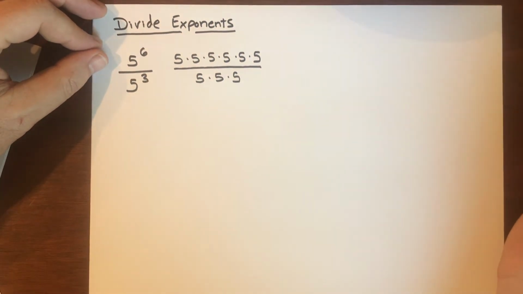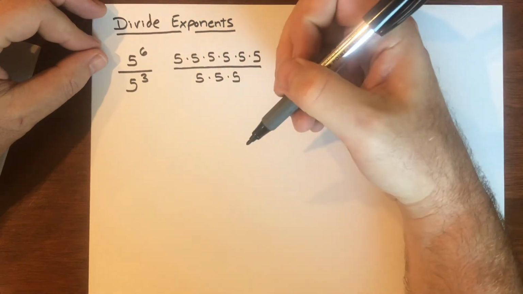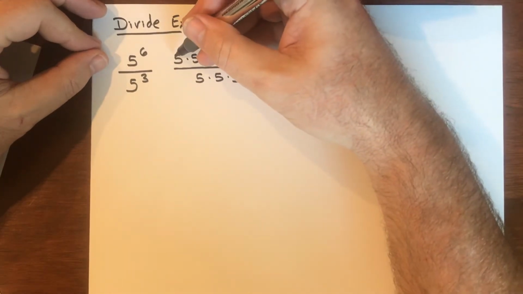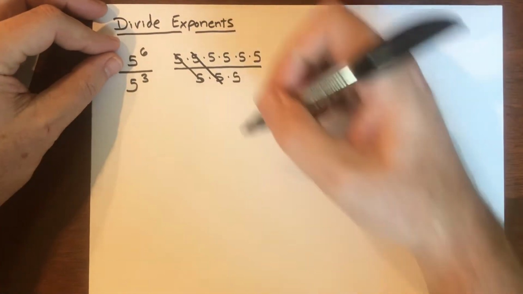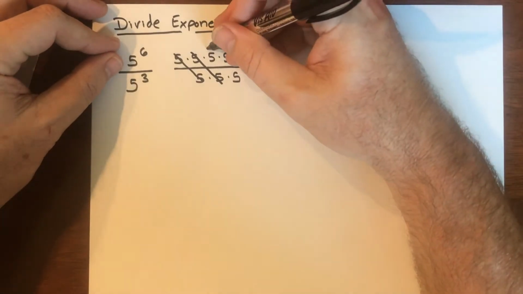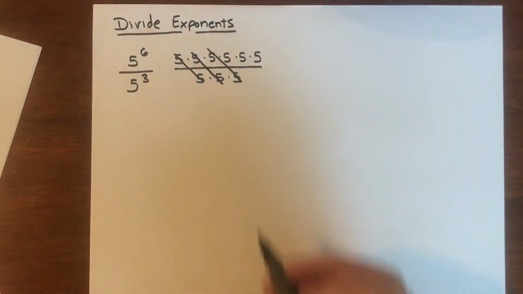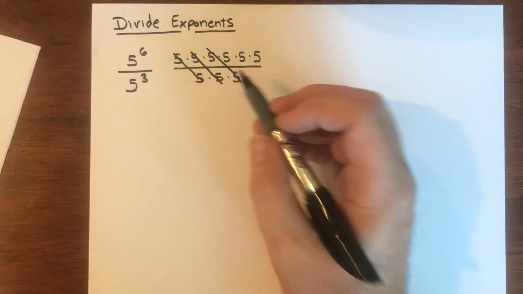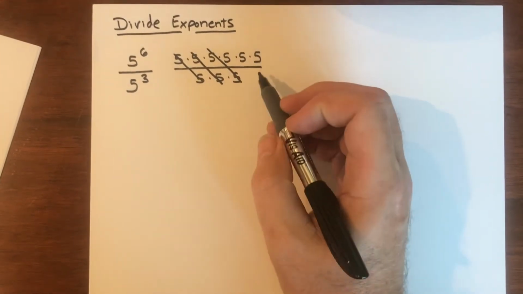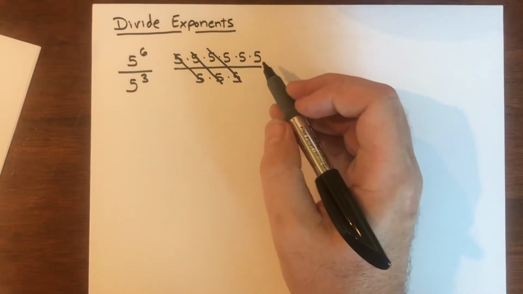Now, you know the rule of division. Anything divided by itself becomes 1. So 5 divided by 5 cancels out and becomes 1. And 5 divided by 5 cancels out and becomes 1. And 5 divided by 5 cancels out and becomes 1, leaving how many 5s? 3. You could say, well, that's 125. We're not going to do that. We want to keep things in exponential form.